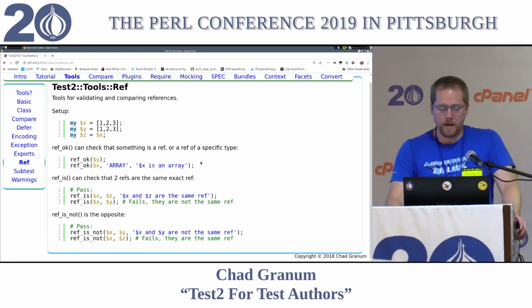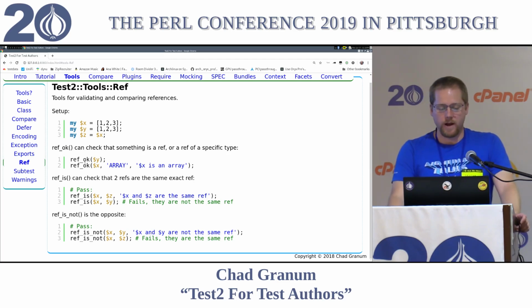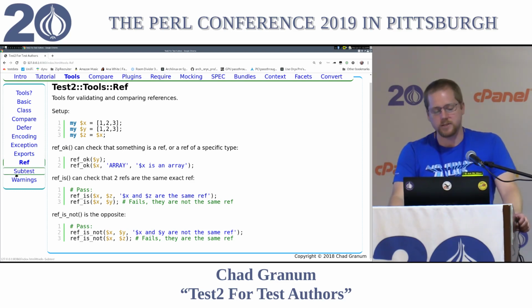Ref checking. Since is now a deep check, using it to check that two references are the exact same reference doesn't actually work the way you'd think it would. So we now have ref_ok to check that something is a reference or of a certain type, and ref_is to verify that two references are in fact the same reference. And ref_is_not, just because why not?